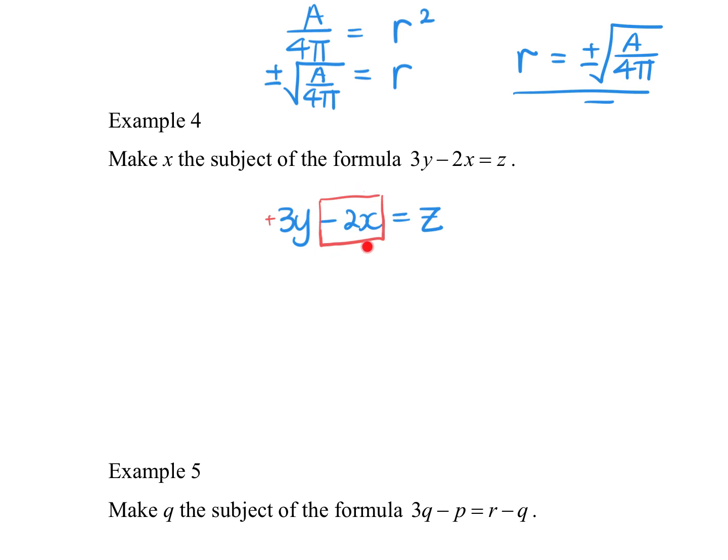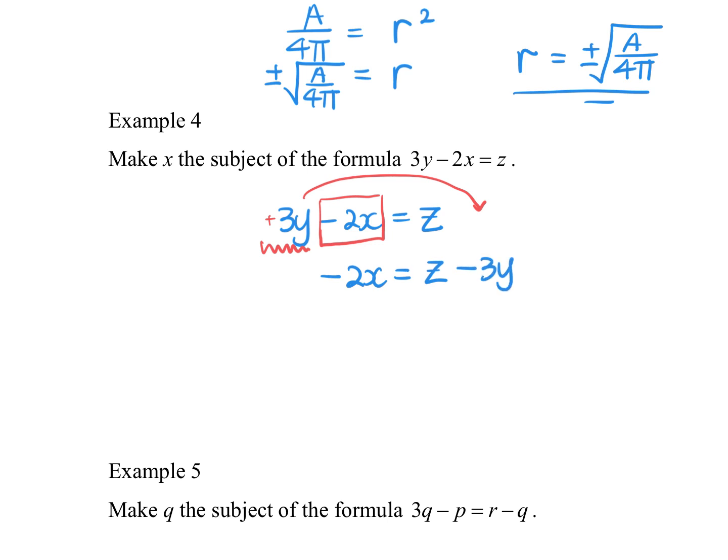So I'm going to keep this over here. I have an outermost enemy, 3y. So what I need to do is get rid of positive 3y. So I undo the addition and do a subtraction, so that I get negative 2x equals to z minus 3y.